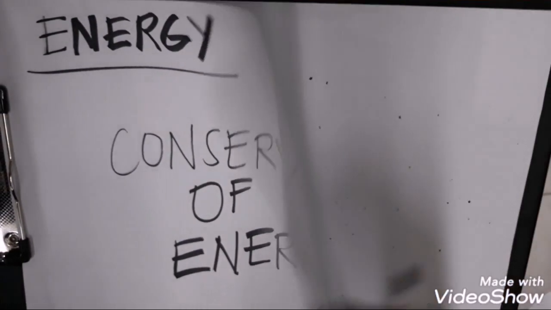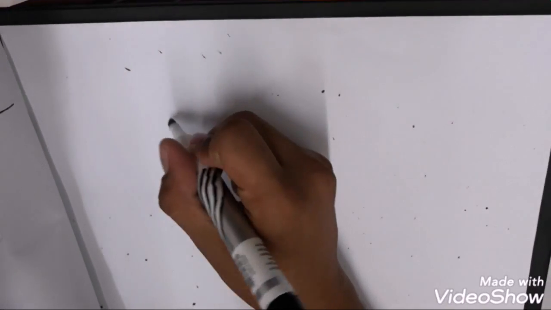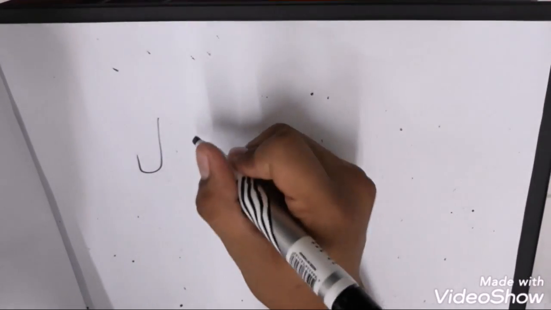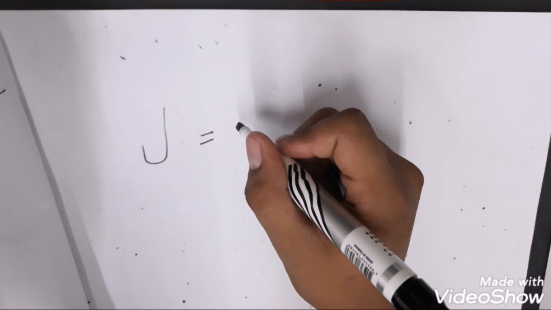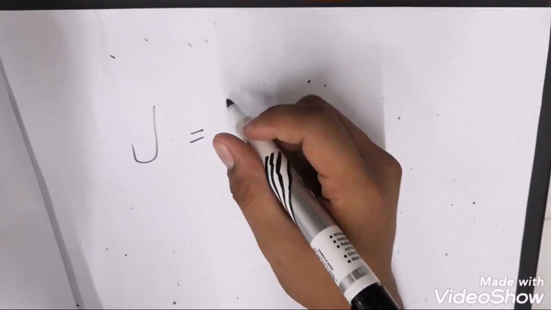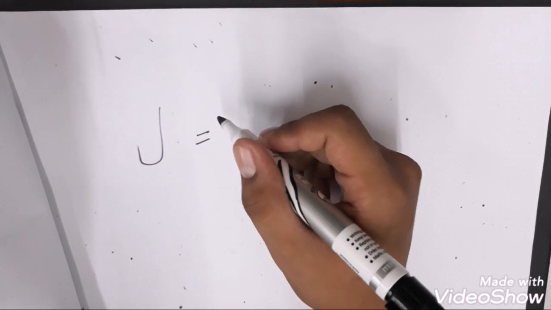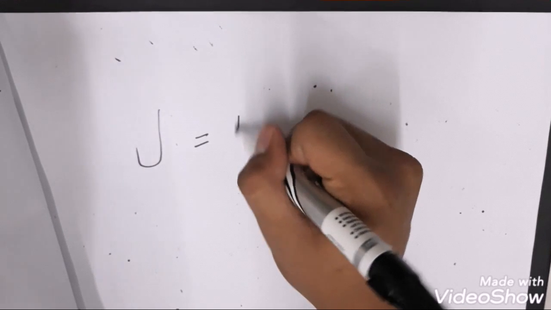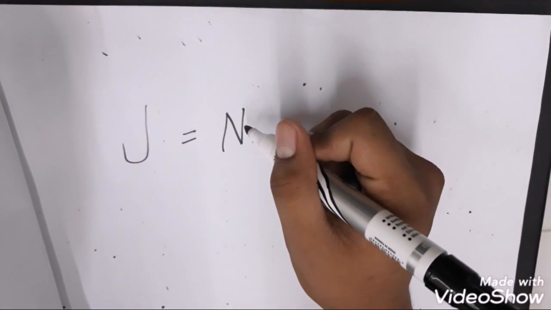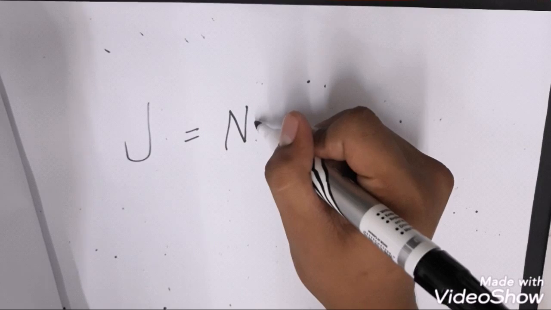In the International System of Units, or SI, energy is measured in joules. 1 joule is equal to the work done by a 1 Newton force acting over a 1 meter distance. So 1 joule is equal to 1 Newton meter.